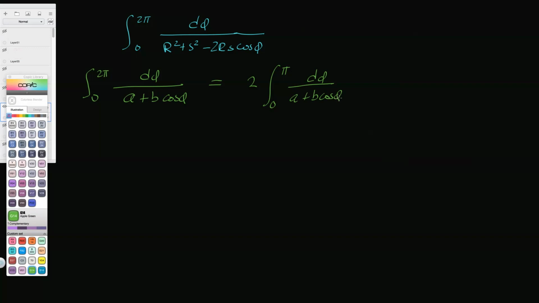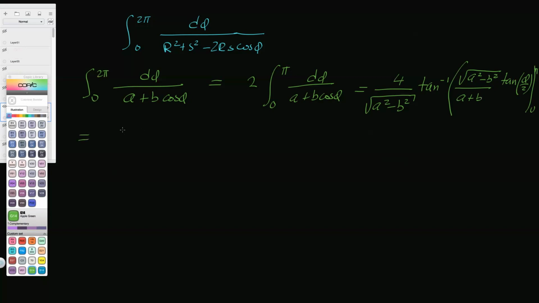And then I can actually do this and look this integral up. This integral is 4 over the square root of a squared minus b squared, and then the arctangent, fun times, of the square root of a squared minus b squared over a plus b, and then the tangent of phi over 2, and that's between 0 and pi. Sorry, very bad. Okay, let's actually execute that.